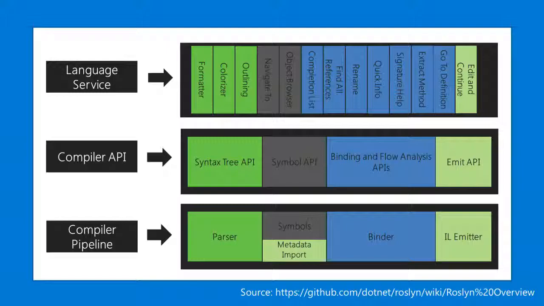So the baseline stuff like the formatter, the colorizer, and outlining, all that needs is the syntax tree. It doesn't need understanding of the code, it just needs that basic parsing. Whereas things like F12 navigate to or find references or rename or whatever needs more of that semantic model to understand where things are used, how things fit together. And then you've got obviously compilation and edit and continue kind of features, which use the emit API.